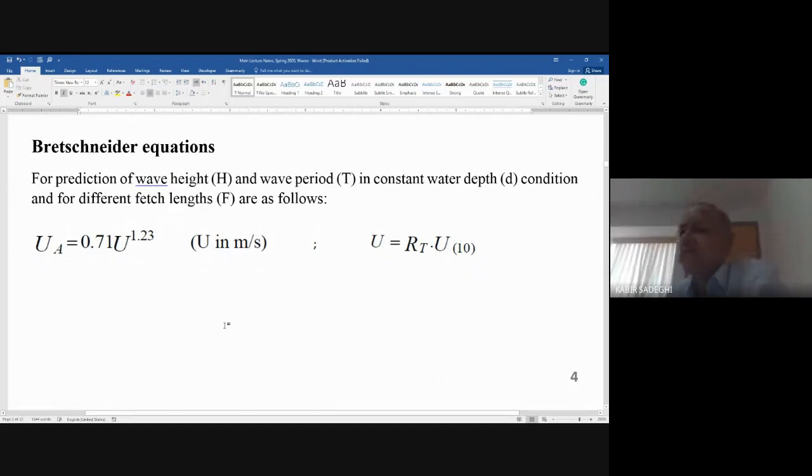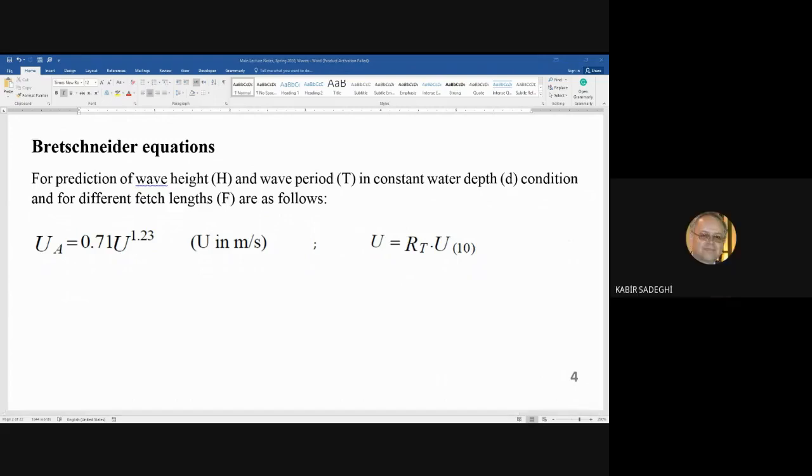You remember we saw this one, but a very fast review on that. For calculating H and T, period and wave height, we should have U10. What is U10? U10 is the wind velocity 10 meters above sea level. Why 10? I told you, because normally the ships have the instrument to measure the wave height, wave velocity, wind velocity. Therefore, we have U10. When we have U10, we calculate U by applying the value of RT that we found from the graph.